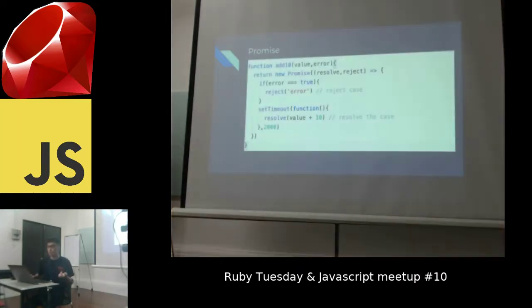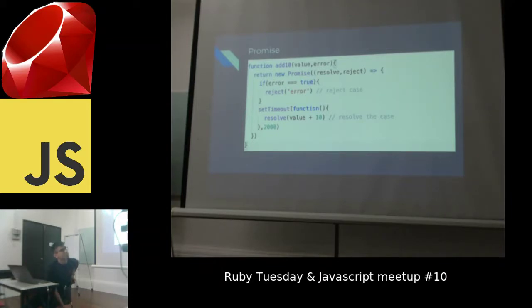So let's see an example of how to define a promise. Let's say in the add10 function, now we have two arguments, which are value and error. We create a new promise object. It takes a function inside, with the resolve and reject functions. So how it works: when the operation is done, you just mark resolve. Then add10 will return a promise to another function.